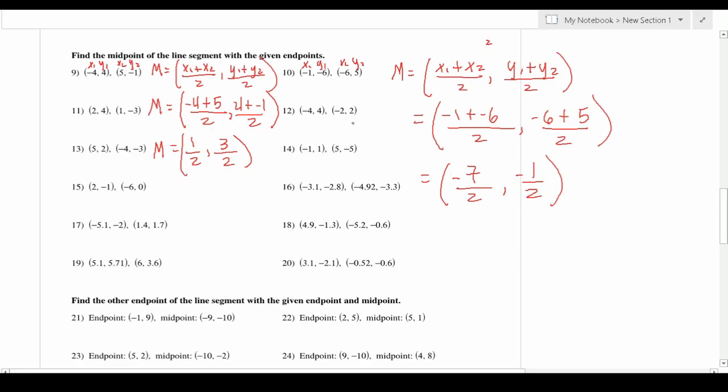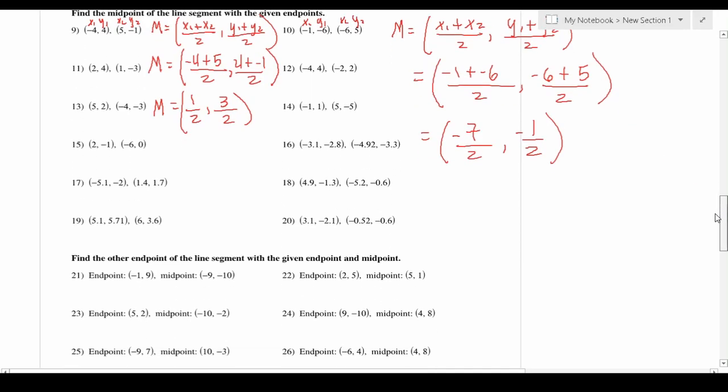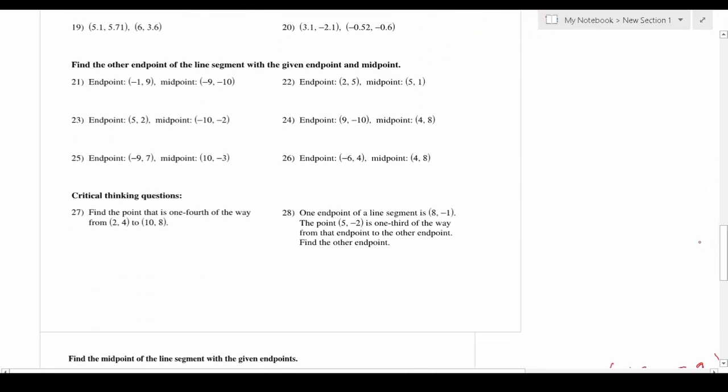Okay, so that's all you do when you're given two ordered pairs. You label your x1, y1 accordingly, plug it into the midpoint formula, and solve. So finally, let's talk about another type of problem you may see on the ASVAB. That is, you're going to be asked to find one endpoint when you're given only one endpoint as well as a midpoint. So let's take a look at number 21.